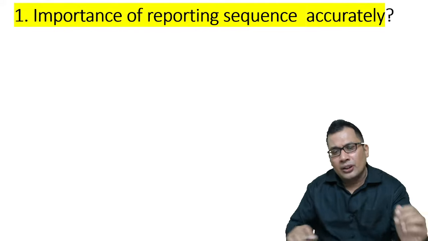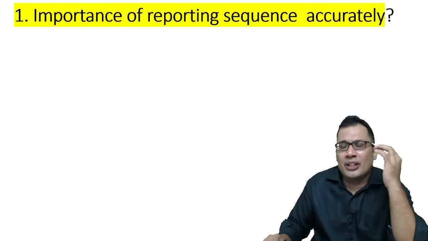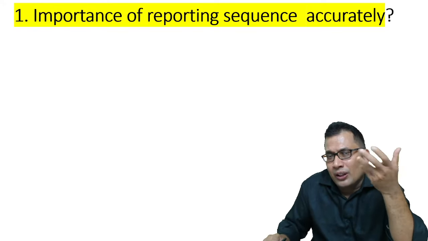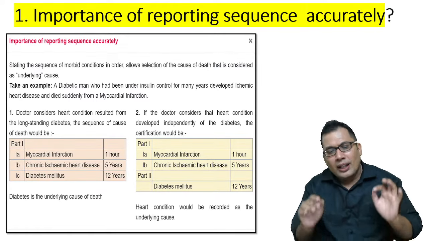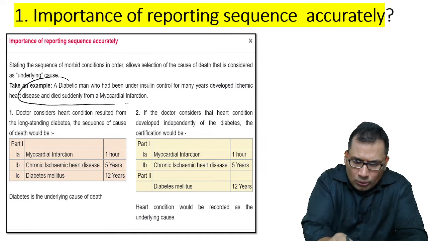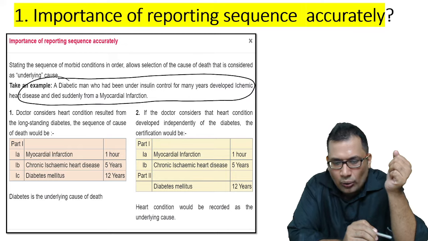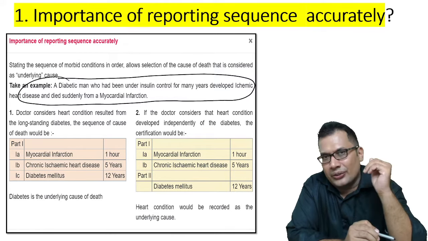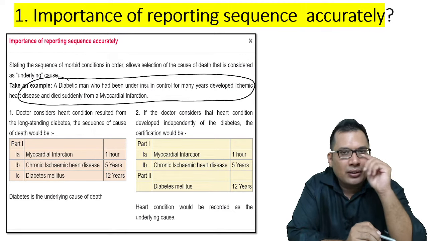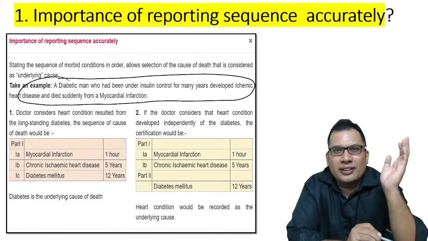Question number 1. The importance of reporting in sequence accurately. It's again based on your knowledge, based on your hypothesis. An example here: a diabetic man who had been under insulin control for many years developed ischemic heart disease and died suddenly from MI. Now here, you can write the certificate in two sequential orders.